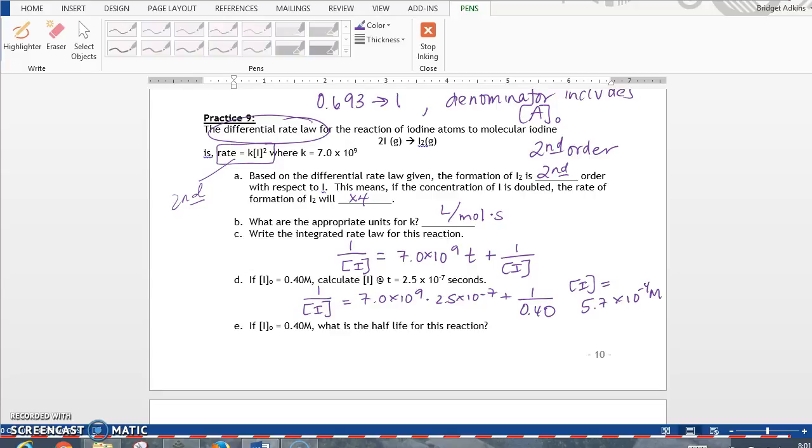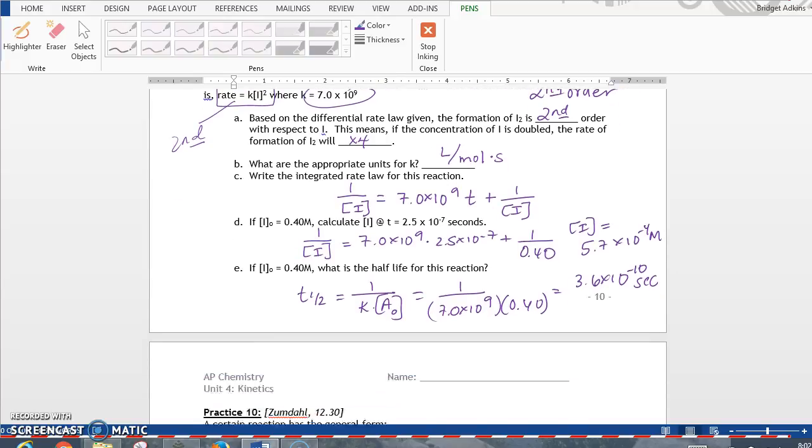So in part E, they tell you, again, the starting concentration is still 0.4. What is the half-life for this reaction? All right, well, we just saw that half-life for a second-order reaction is 1 over K times the concentration of A naught. So we've been given K up here. They've given me A naught, so it's just a matter of plugging in 1 over K. So K is 7.0 times 10 to the positive 9th times 0.40. And when you do the math, that comes out to 3.6 times 10 to the negative 10th seconds.